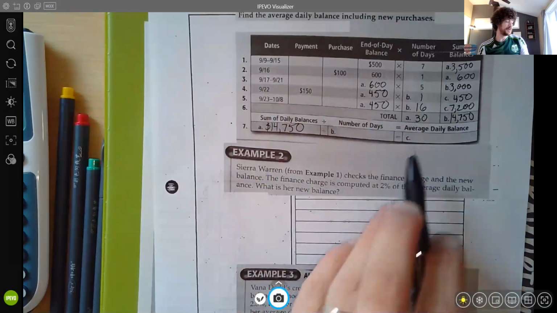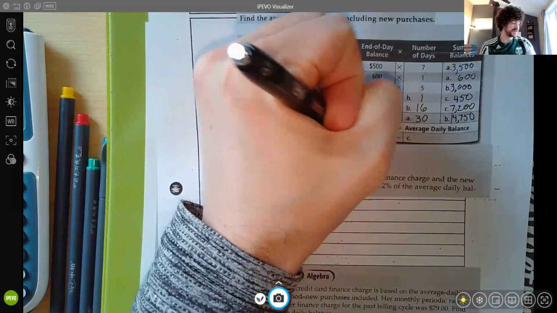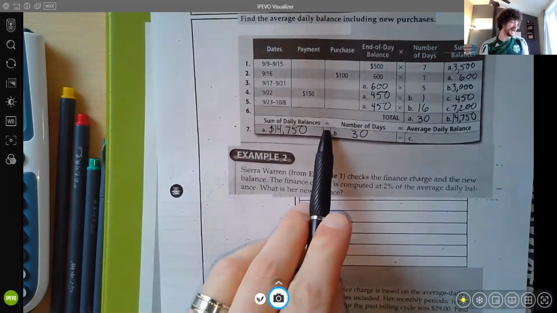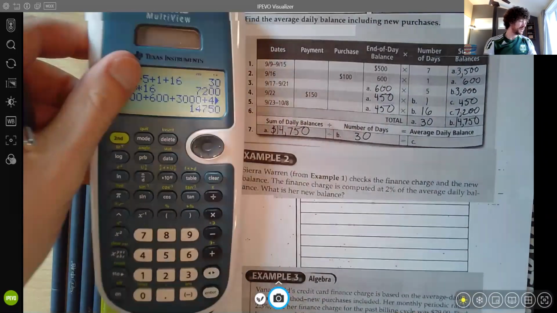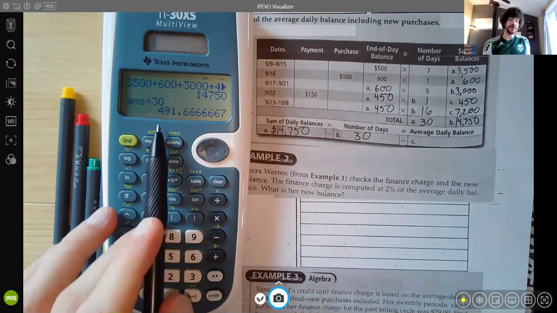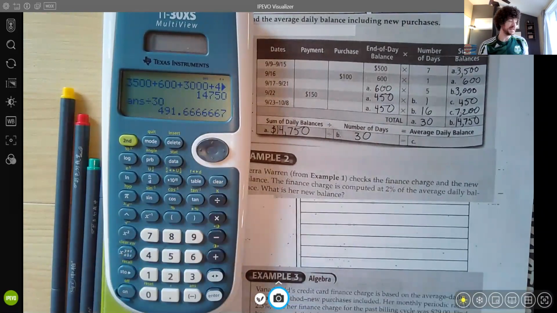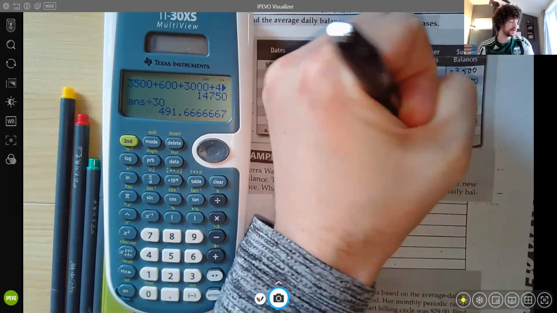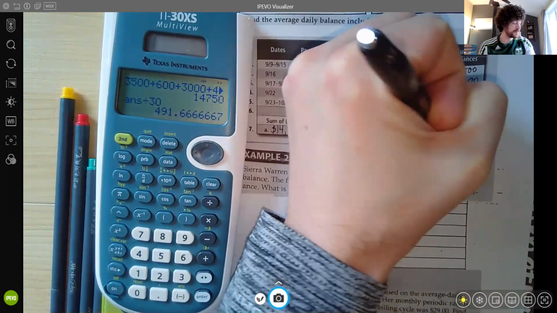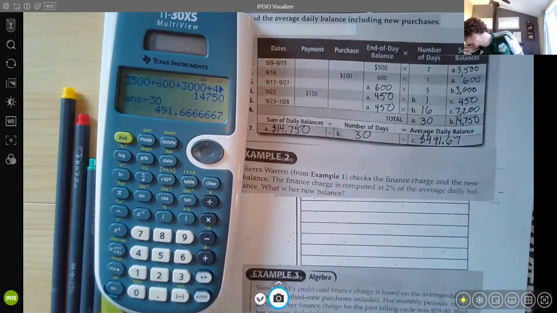Number of days, 30. Nothing changes there. And then it even tells you here, sum of daily balance divided by number of days. So 14,750 divided by 30 is $491.67 for the average daily balance. So $491.67.